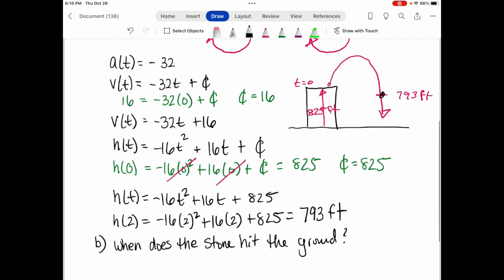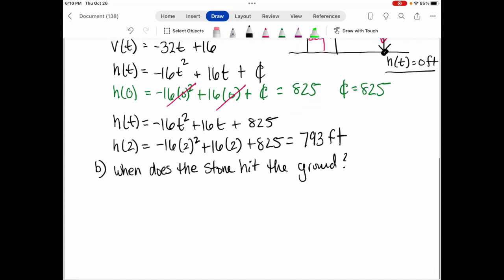All right, so when the stone hits the ground, I know that my height, whatever that value of t is for the time, that height should be 0 feet. So what we want to do is set the height function equal to 0 and find t, the time when it hits. So our height function is going to be set equal to 0. So now we have a quadratic to solve.